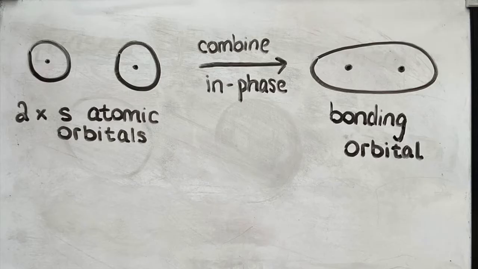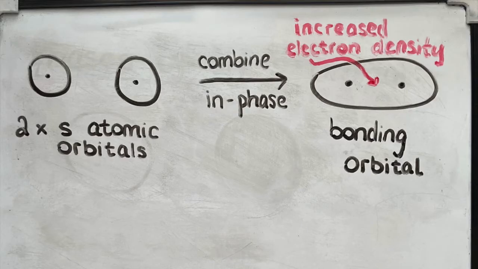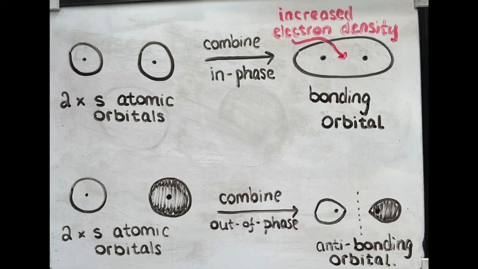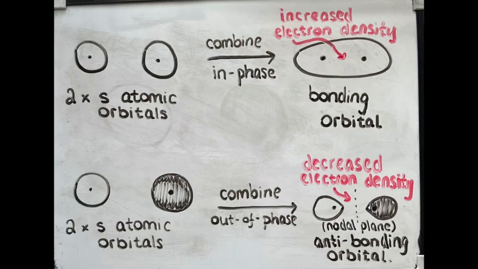We can combine two s orbitals of the same phase to create a bonding molecular orbital. This is called an in-phase combination and leads to increased electron density between the two nuclei of the two atoms. However, if we combine two s orbitals of different phases, we create an anti-bonding molecular orbital. This is called an out-of-phase combination, which leads to decreased electron density between the two nuclei, and we actually end up with a nodal plane, a region with no electron density.